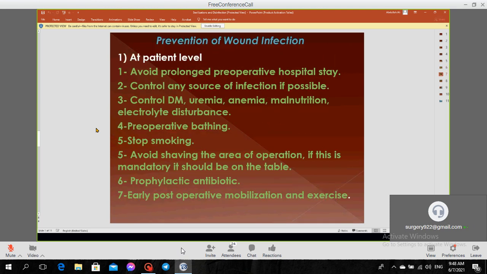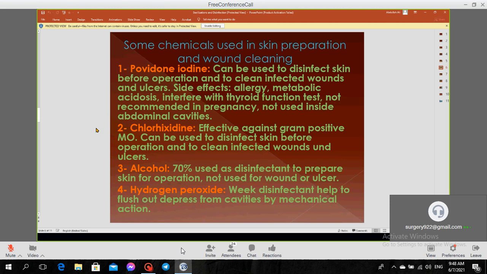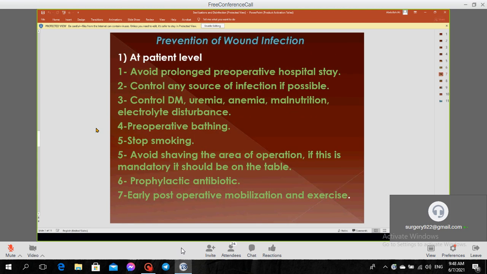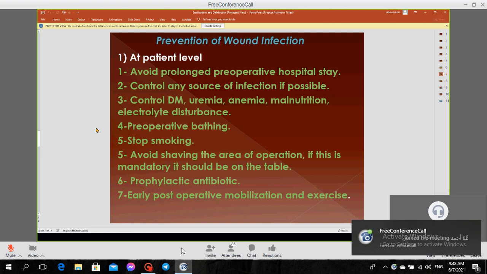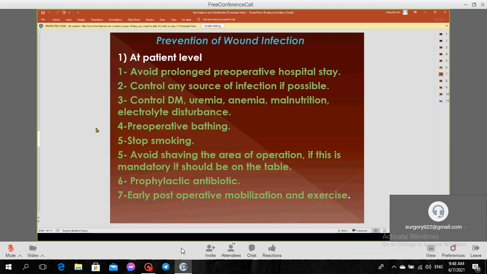These coming points are important. How you prevent wound infection. As you know, prevention is better and less costly than treatment. So our aim as a surgeon or even a doctor in any department is to avoid or to prevent wound infection, better than getting wound infection and trying our best to treat it. This prevention is carried out on many levels. We will start at patient level.